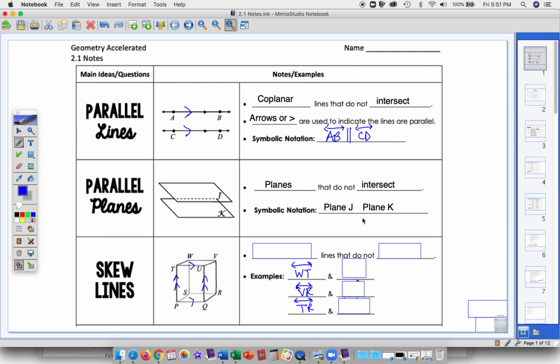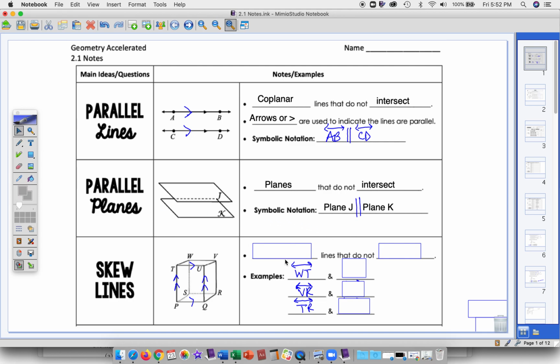You'll see there's a couple of ways that we can name a plane. Here, when you see the capital letter off to the side, remember, a plane does not end. It keeps on going in all directions. But of course, for drawing purposes, we have to give it what looks like sides. So when you see that capital letter in a corner, that's the name of the plane. So plane J, again with the double bar, is parallel to plane K.